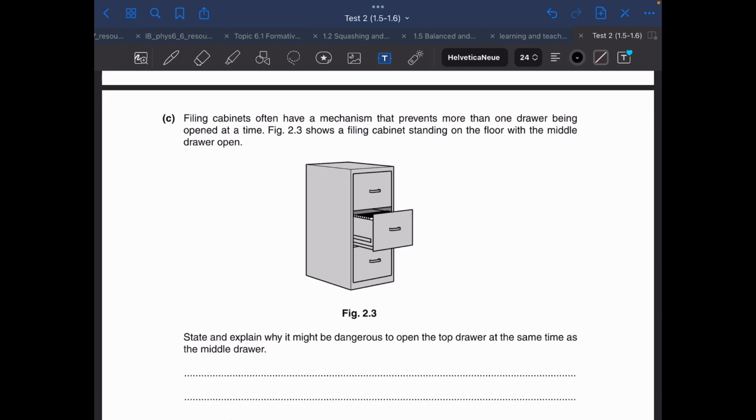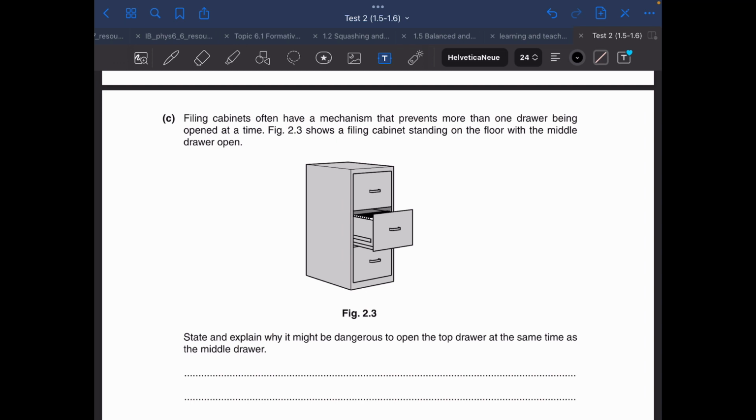Filing cabinets often have a mechanism that prevents more than one drawer being open at one time. Otherwise, they might fall over, right? The figure 2.3 shows a filing cabinet standing on the floor with the middle drawer open. State and explain why it might be dangerous to open the top drawer at the same time.